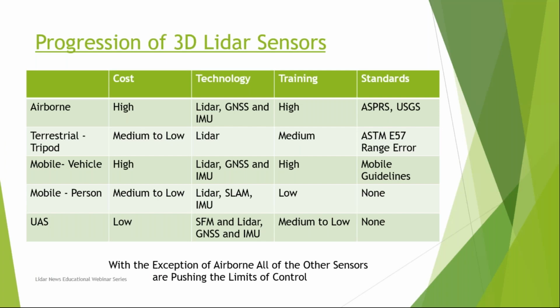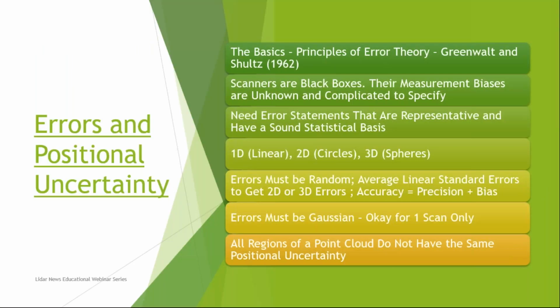This table is somewhat easier to read. In the case of airborne, good news is the ASPRS and USGS are providing mapping standards that are specifically for LIDAR sensors. ASTM has developed a range standard for tripod scanners, and the Transportation Research Board funded a project that developed a set of guidelines for the use of mobile LIDAR systems. These are all important developments, but much more needs to be done. We'll come back to the principle of higher order control surveys on the next slide.